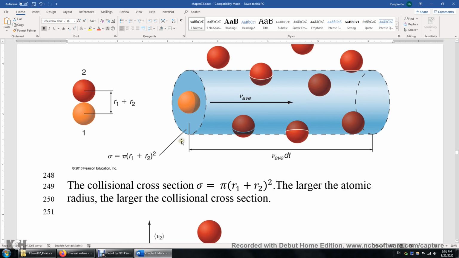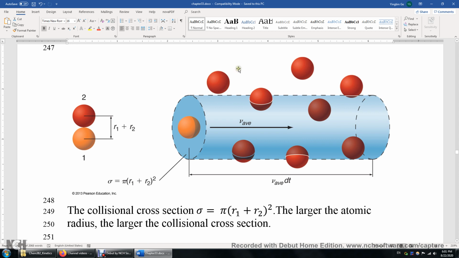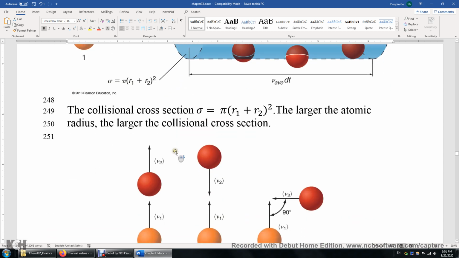Now, we assumed these red spheres were not moving. Now we need to make a correction. Both the orange spheres and the red spheres move constantly in the reaction container. So you can't just directly use the average speed of this orange sphere. You'll have to take the motions of the red ones into account.